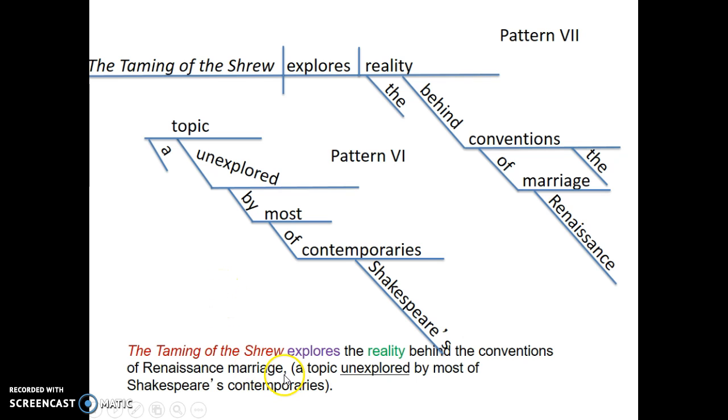Again, we're just going to go to the comma on this one to start with. Taming of the Shrew is our noun. It's 1 unit. Explores is our action verb. Explores what? Explores reality is the subject. And then we just put in our prepositional phrase here. What reality are we talking about? The reality behind conventions. What conventions? Conventions of Renaissance marriage.